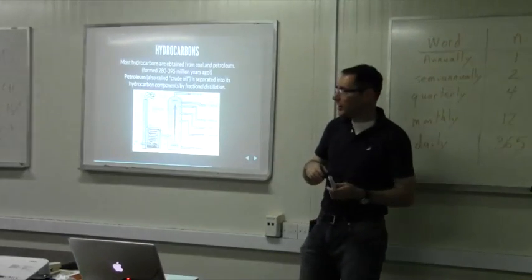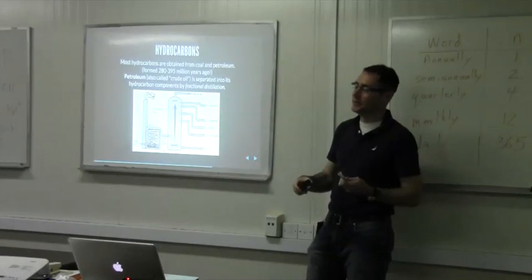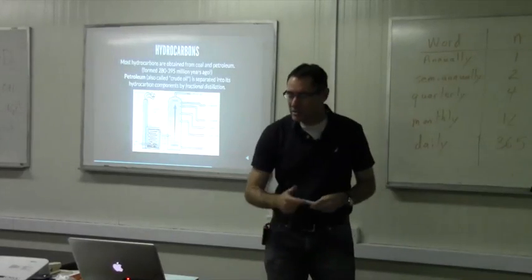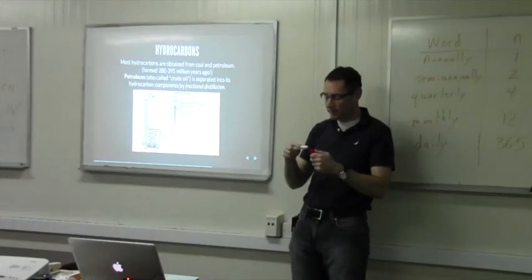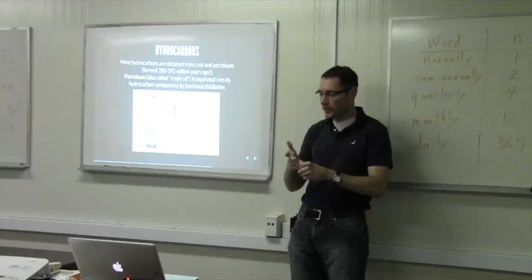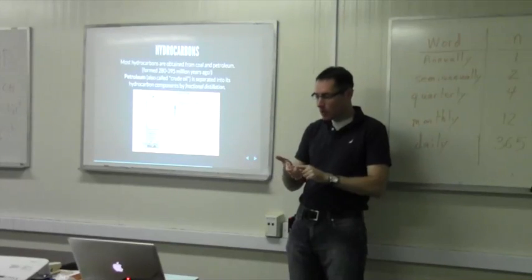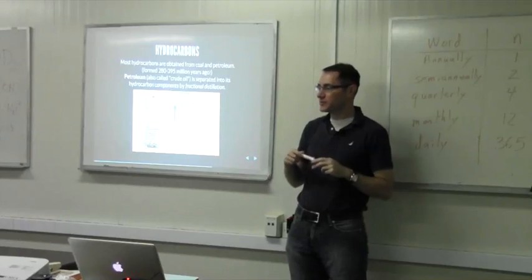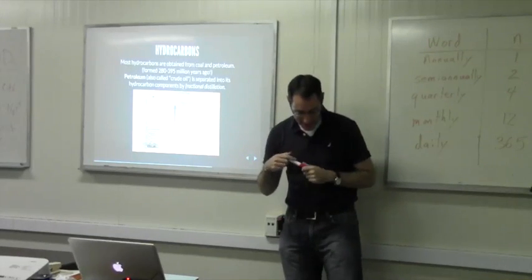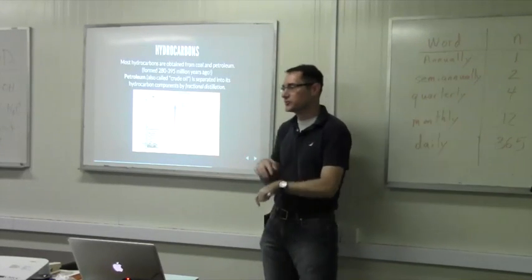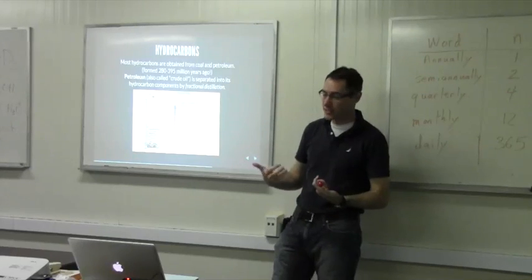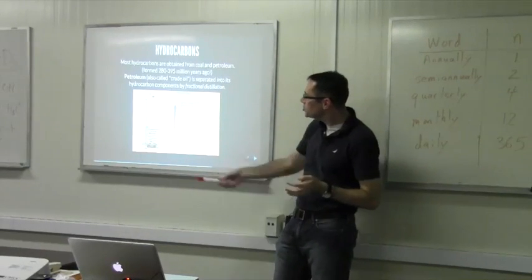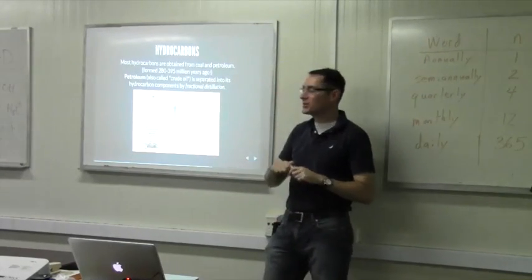Hey, how do you get hydrocarbons? Most hydrocarbons actually come from coal and petroleum, sometimes called dino juice. And by the way, it's not really dinosaurs. It's generally just dead plant material, formed 280 to 395 million years ago.